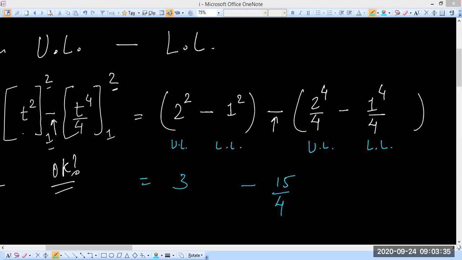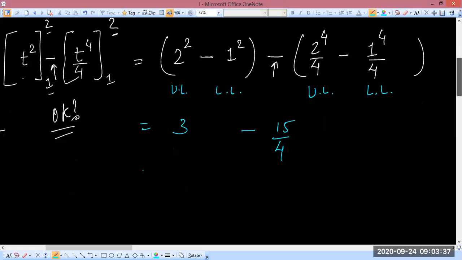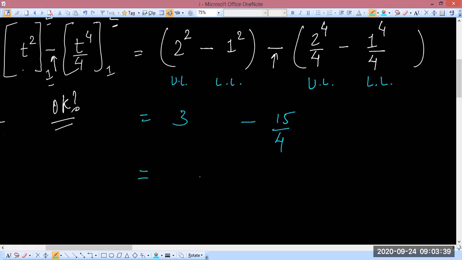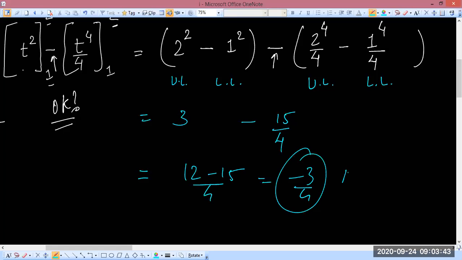So final answer of everything combined is, take LCM, 12 minus 15 by 4. So that is minus 3 by 4 is the final answer. Minus 3 by 4.